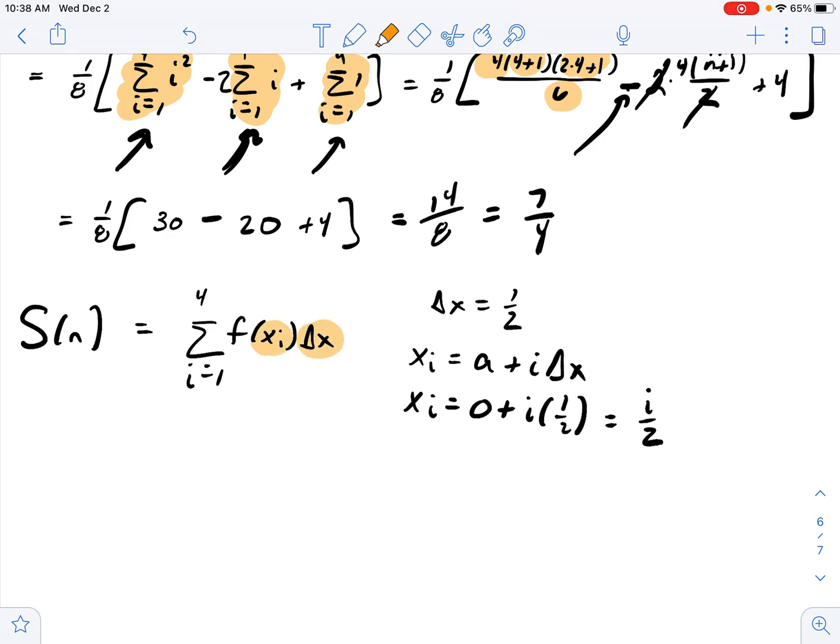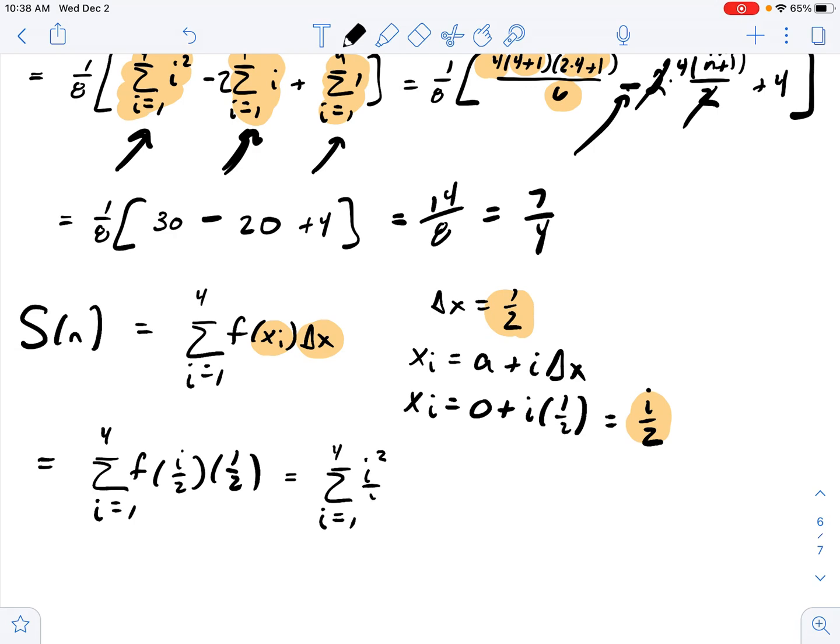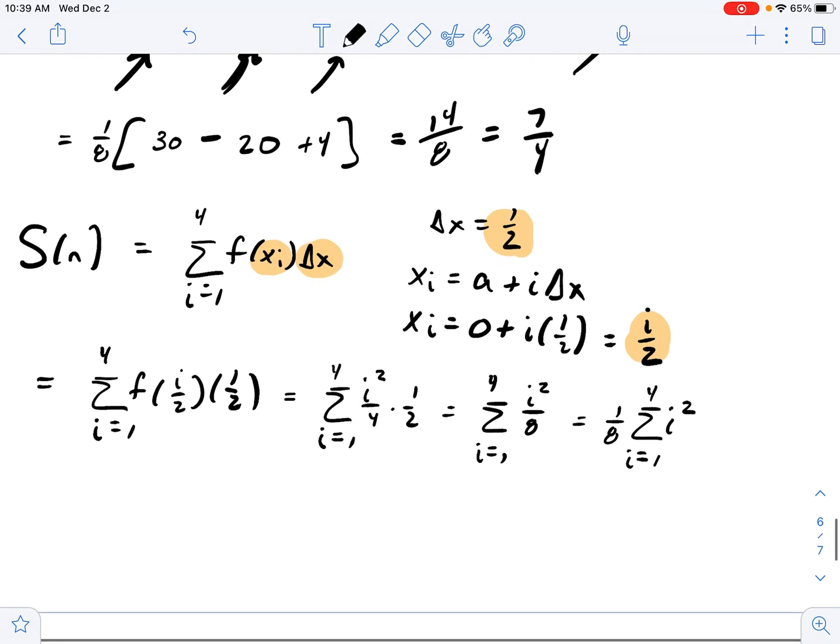So there is our x sub i, that'll go in there, and we're going to sub in for delta x again. So subbing in, we get the summation as i goes from 1 to 4 of f of i over 2 times a half. Again, we need to evaluate the f function, which is to square i over 2. So we're getting the summation i goes from 1 to 4 of i squared over 4 times a half. Summation i goes from 1 to 4 of i squared over 8. So similarly, I've got a 1/8 here, which is just a coefficient. I'm going to bring that out for convenience.